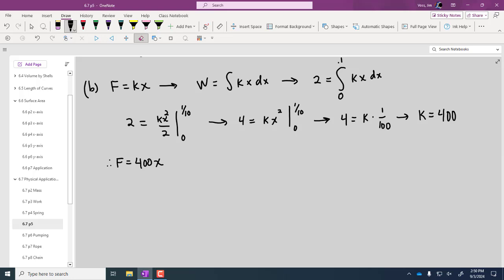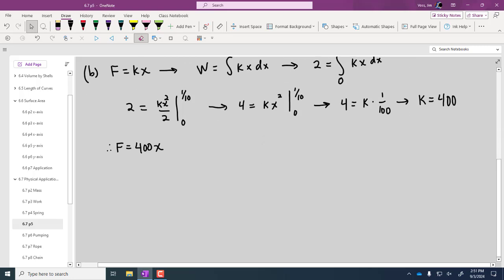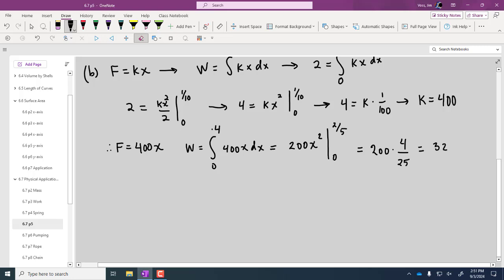We still are asking the same overall question, though. They said, well, how much work does it take to stretch it to 0.4? So the only difference now is that our work to go from 0 to 0.4, we're just integrating a different function. So that forcing function is just different. So a lot of it looks the same. So we're going to get that amount of work, 32 joules.